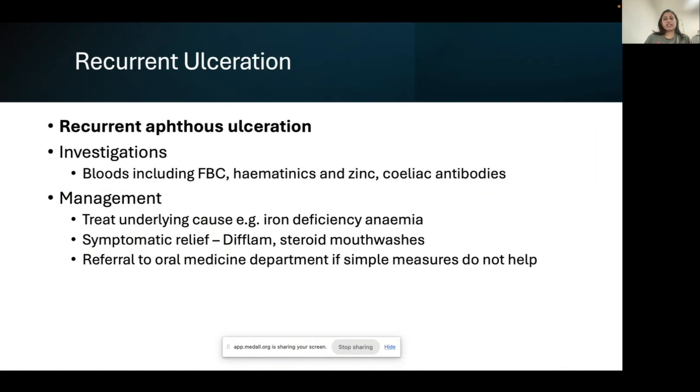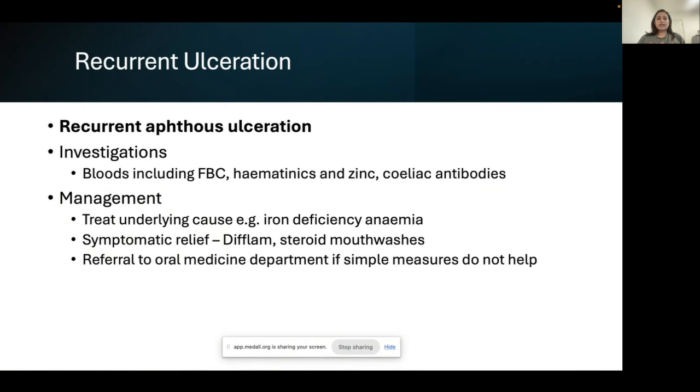So Difflam, I'm sure we've all heard of that, is just a local anesthetic mouthwash. That's mainly for symptom control. And we can also prescribe steroid mouthwashes. They're normally a tablet that you dissolve in some water. And we recommend some people, depending on how often they have their outbreaks, they either take it when they have their outbreaks or they take it constantly to prevent outbreaks. But that's normally a decision made by the MaxFax team.